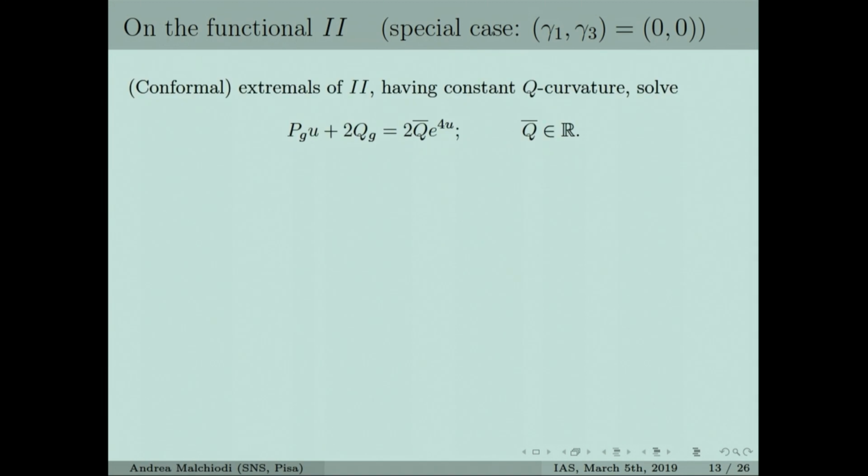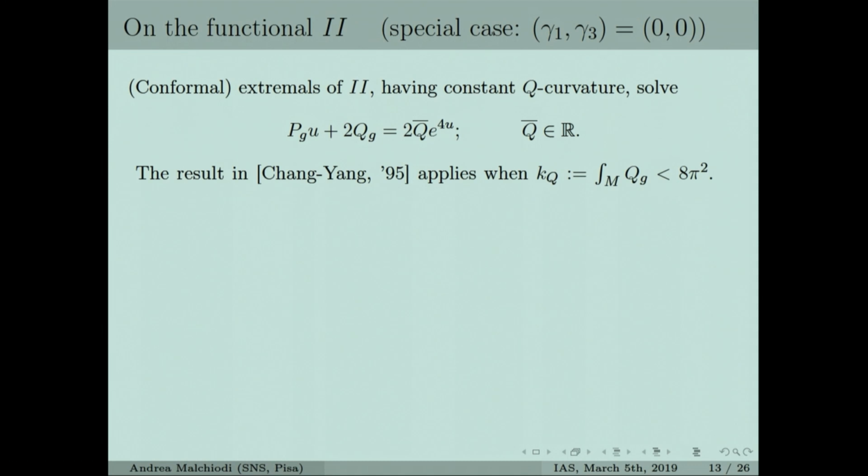Okay, so there is one case which is kind of understood. It's the pure functional 2. Recall that these determinant functionals are linear combinations of 3 universal functionals, and I'm just taking the second one. Critical metrics for this one have constant Q curvature. Critical metrics satisfy this equation, which is actually analogous to the uniformization equation in 2 dimensions. You just substitute the Gaussian curvature with the Q curvature and the Laplacian with the Paneitz operator, which is 4th order. In this case, the result by Chang and Yang applies when the integral of Q is less than 8 pi squared. And this is actually the integral of Q curvature on S4.